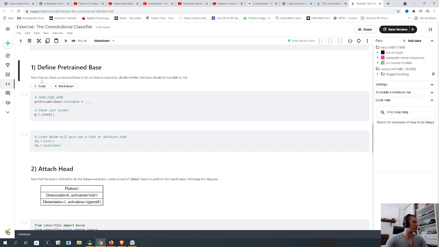Define pre-trained base. Now that you have a pre-trained base to do feature extraction, decide whether this base should be trainable or not.